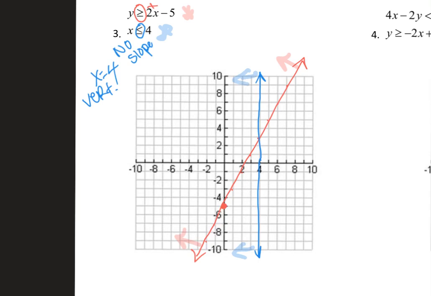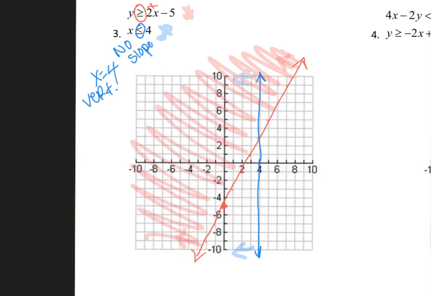Now we can do our shadings. I have my red one, everything up, and my blue one, everything left. Make sure I can see your feasible region. Points that are going to be part of your feasible region will be anything in my yellow part. Anything in yellow. I'm just going to do a little extra to show my feasible region.